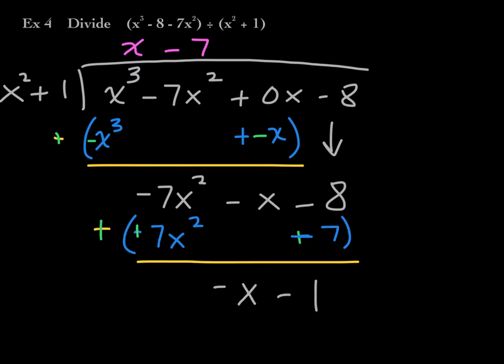Okay, now watch this. This is degree 1. The exponent is there. It's a degree 1 polynomial. Your divisor is degree 2. Because this is lesser degree, we are done.